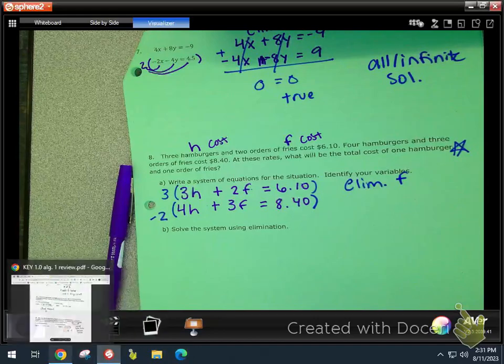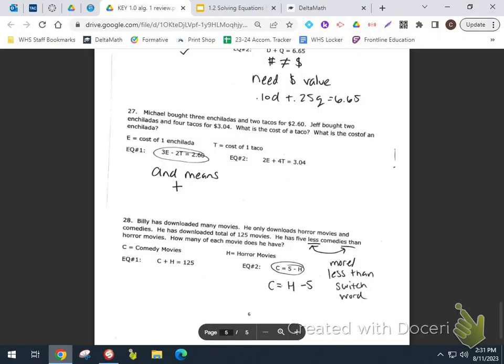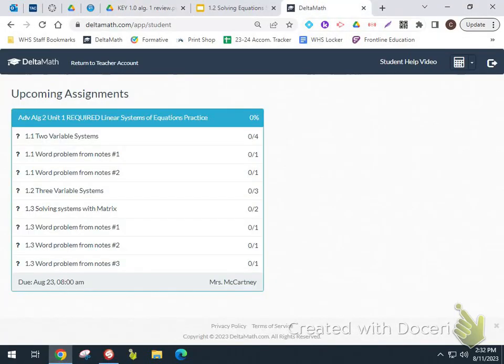Okay? Let me show you your Delta Math real quick here. So here's your Delta Math for Unit 1. Remember, this is a growing situation. So I don't want you to come in here on Tuesday and be at 100%. Not yet. I only want you to go through 1.1. So you'll look, that's 4 questions in the first section. You're going to get some substitution, some elimination. But then look at these 2 right here. I want you to look and make sure you know what you're doing.